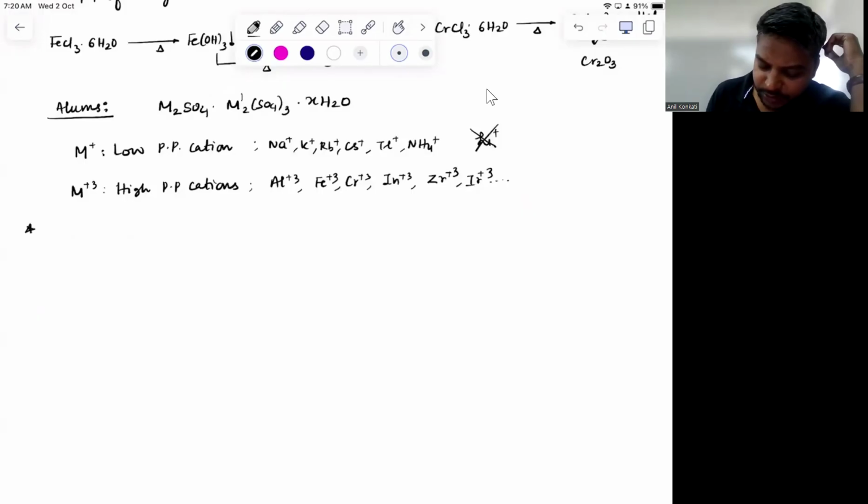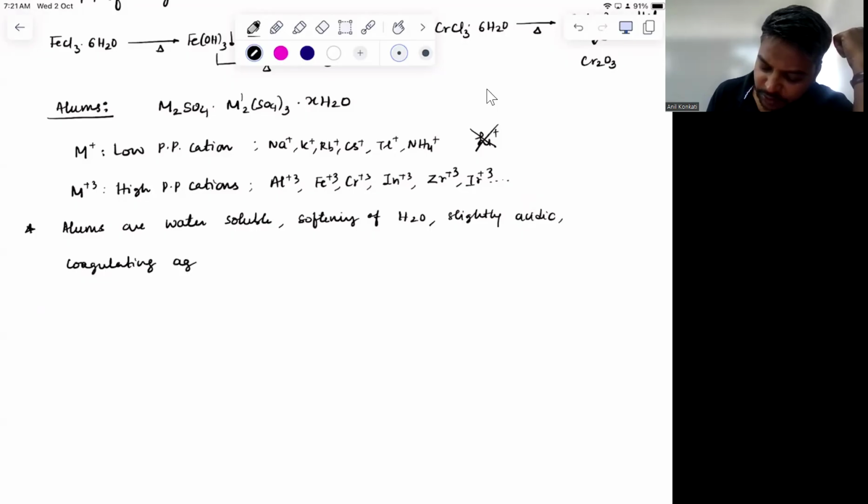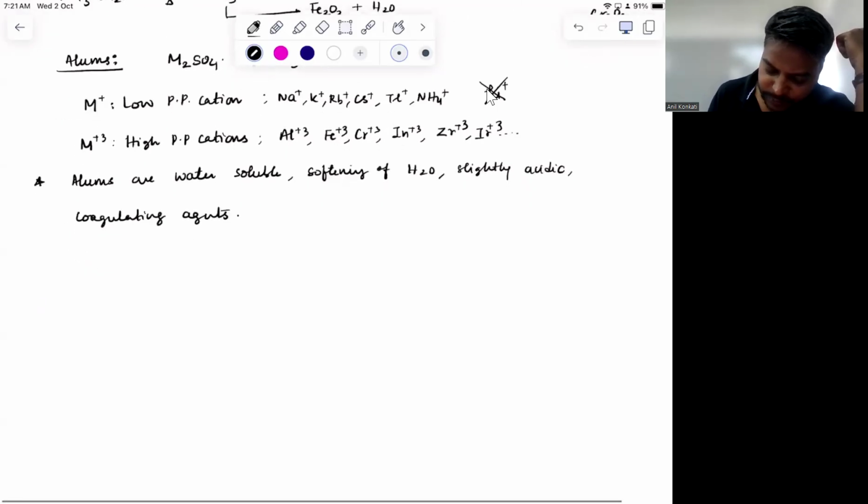By the way, where are alums used? Generally, alums are water soluble, and they are used in softening of water. And they are generally slightly acidic. You can see they have sulfate ions, so they will be slightly acidic. They act as coagulating agents. Clear?